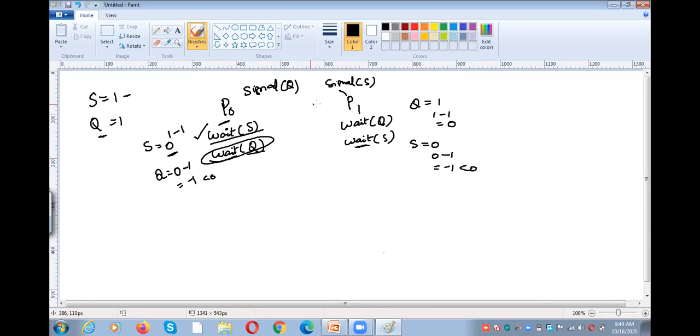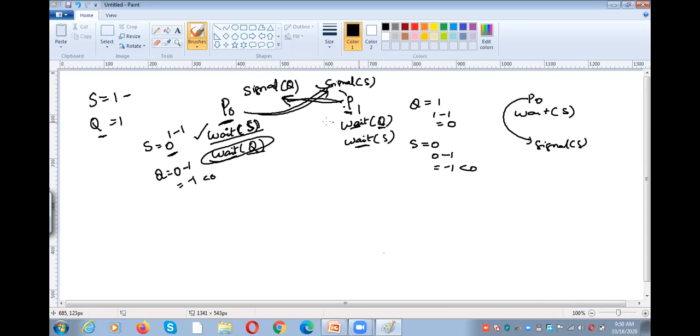But both the processes are waiting for the other process. P0 is waiting for the P1 signal and P1 is waiting for the P0 signal. Why? Because P0 is performing the wait operation on S, so P0 has to perform signal of S. And next, P1 is performing the wait operation on Q, so P1 has to perform signal of Q.